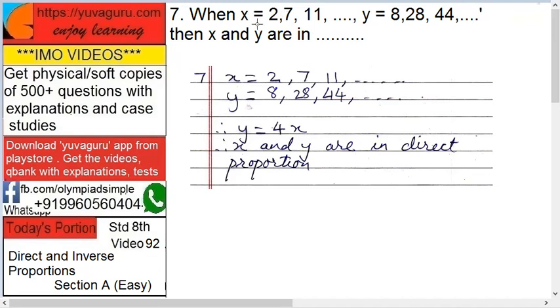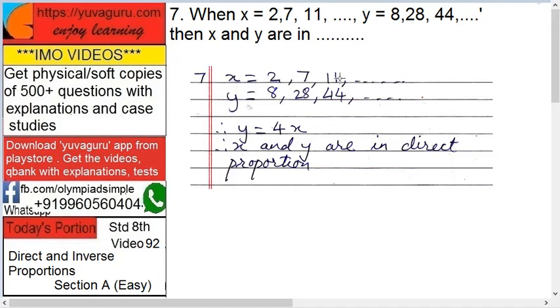When x equals 2, 7, 11, and so on, then y equals 8, 28, 44, and so on. Here they are in serial number. When x equals 2, y equals 8; x equals 7, y equals 28; x equals 11, y equals 44. Then x and y are in which proportion?